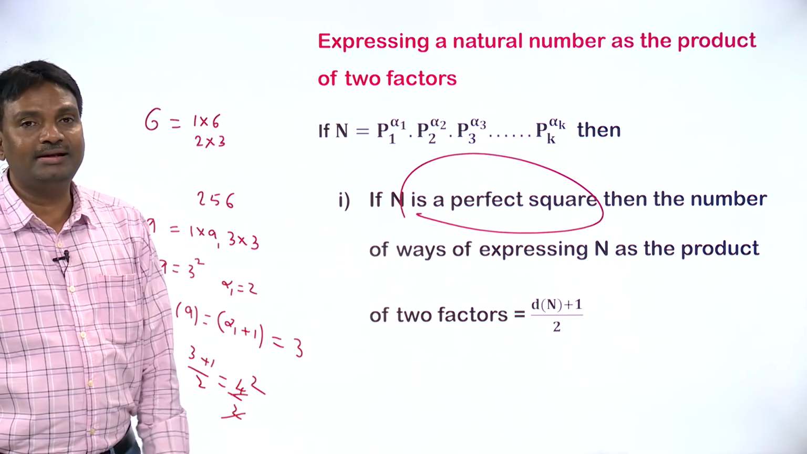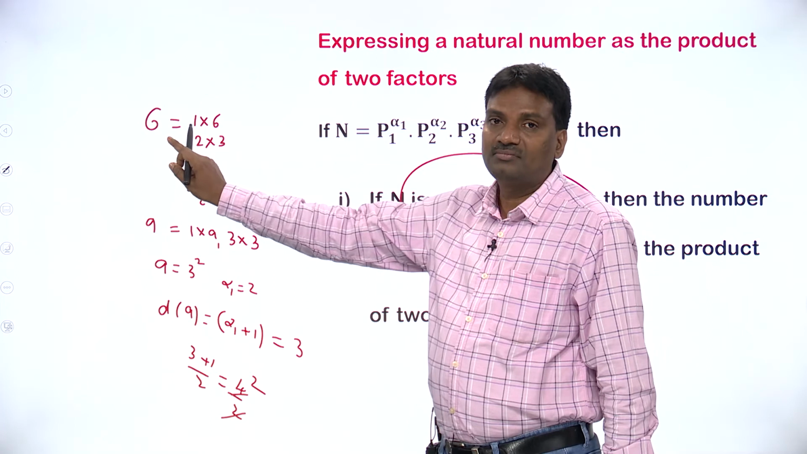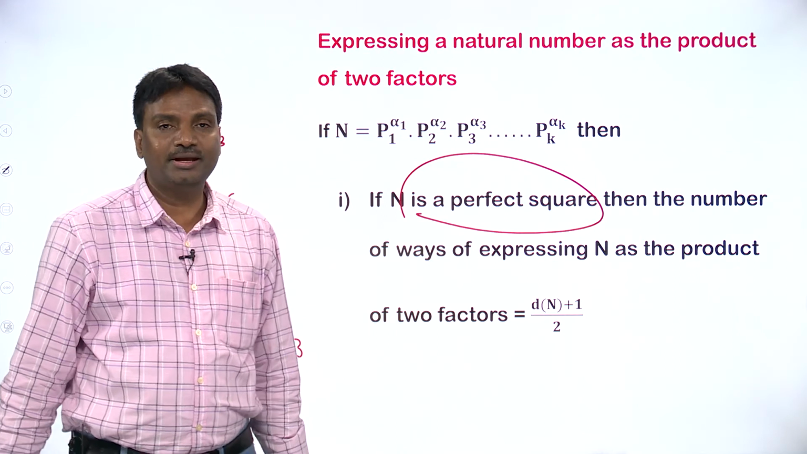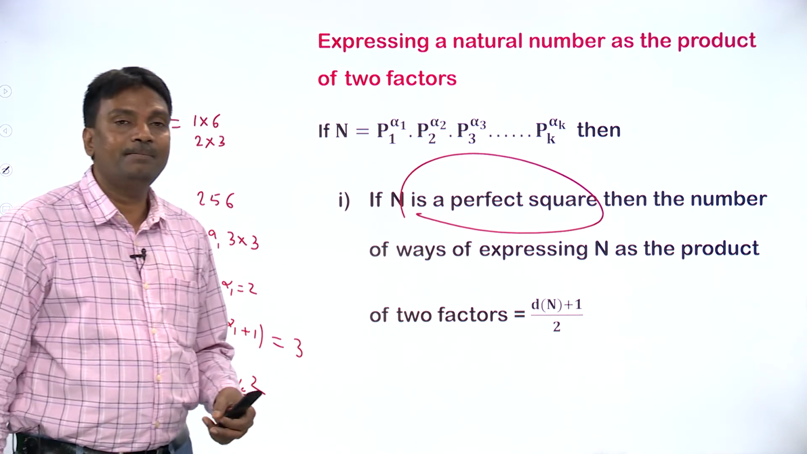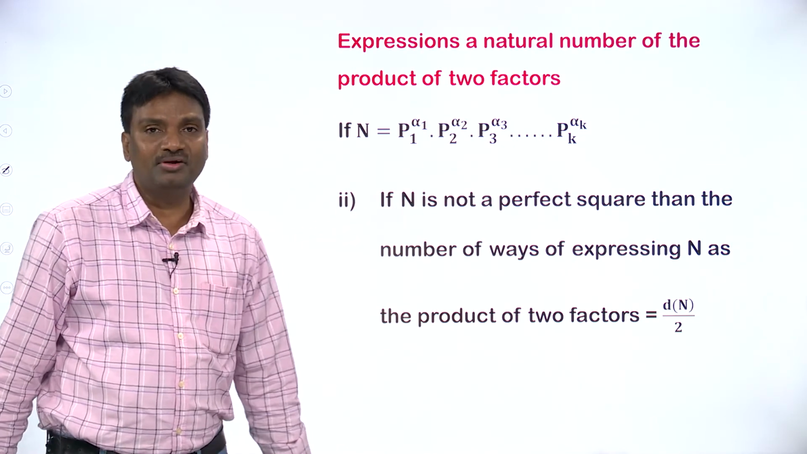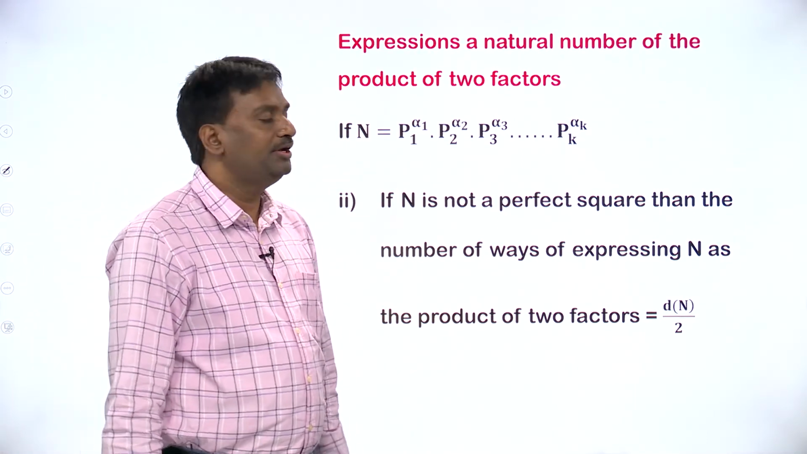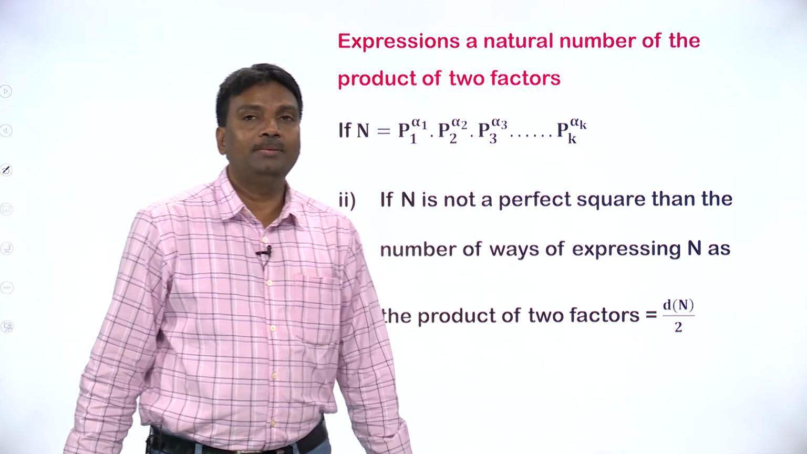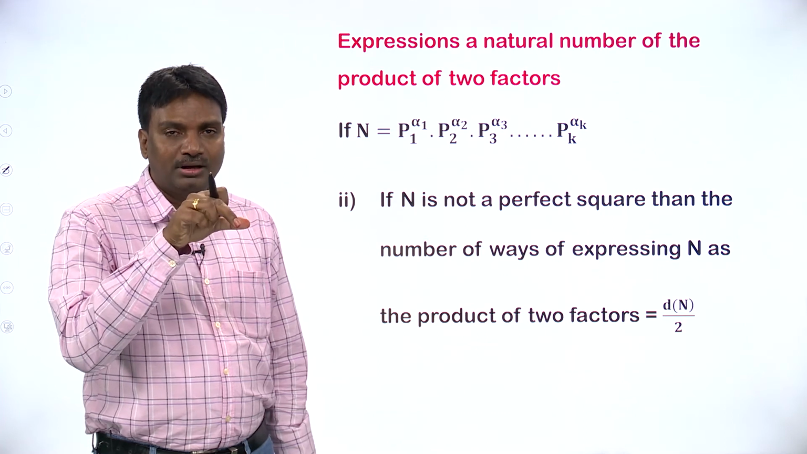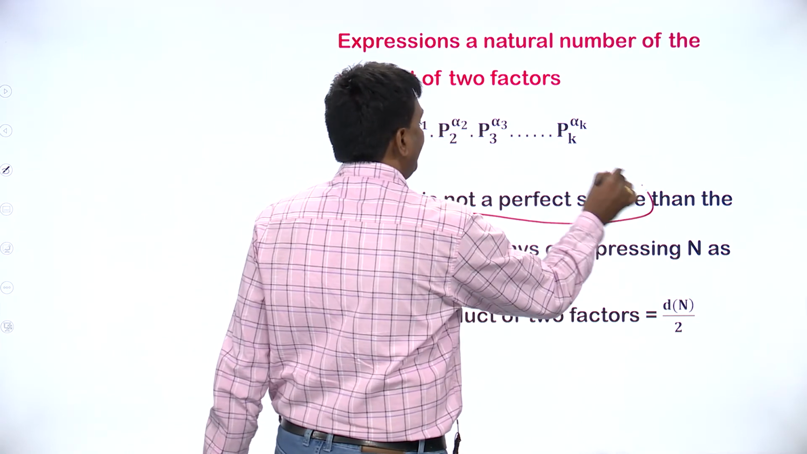In the second case, we can discuss when n is not a perfect square. Suppose that 6 is there, but 6 is not a perfect square. If you take 9, 9 is a perfect square. In the second case, if n is not a perfect square, here also we can express the given number n as p1 power alpha 1 into p2 power alpha 2 into so on pk power alpha k. With respect to the above condition, n must be a perfect square, but here n is not a perfect square.